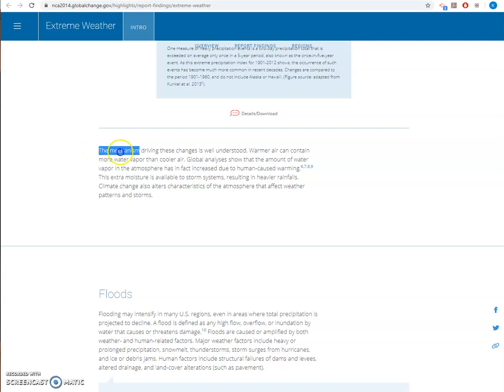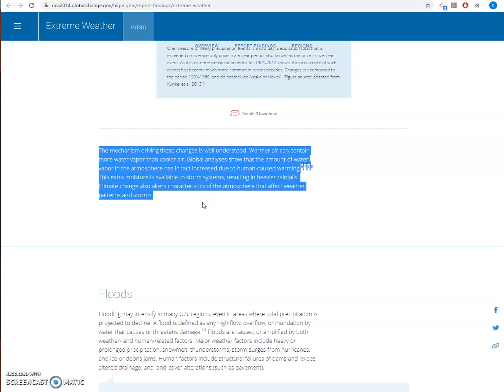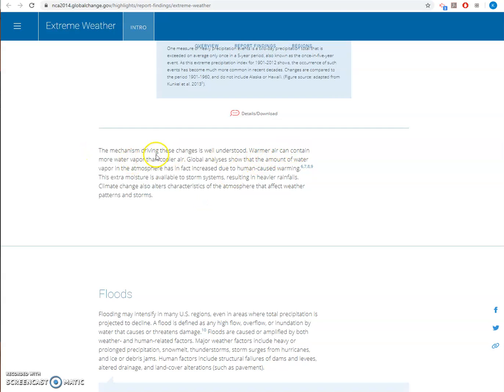And then here you can see the mechanism driving these changes is well understood. Warmer air can contain more water vapor than cooler air. Global analysis shows that the amount of water vapor in the atmosphere has increased due to human-caused warming, right?